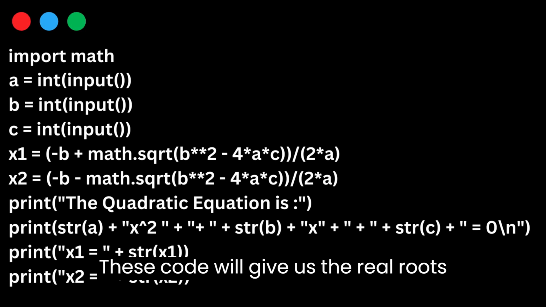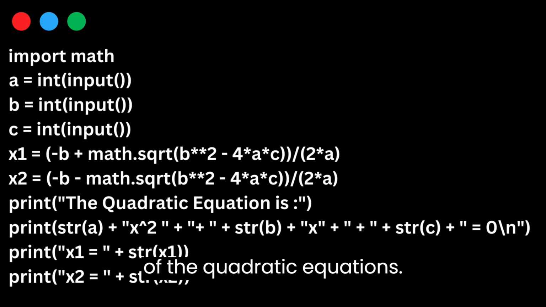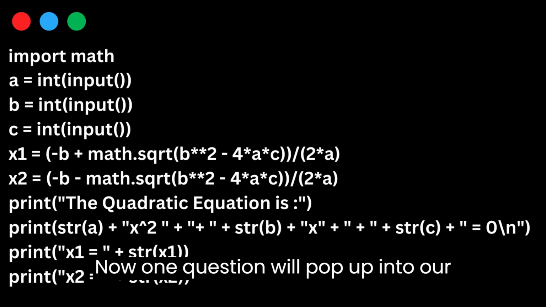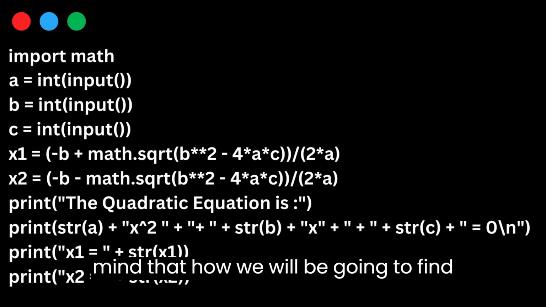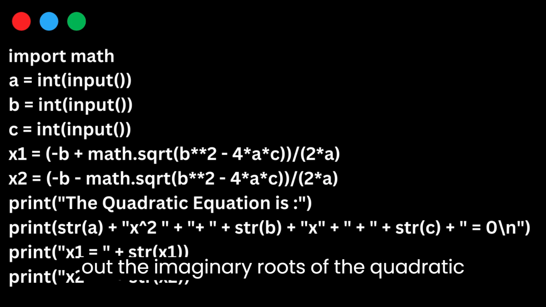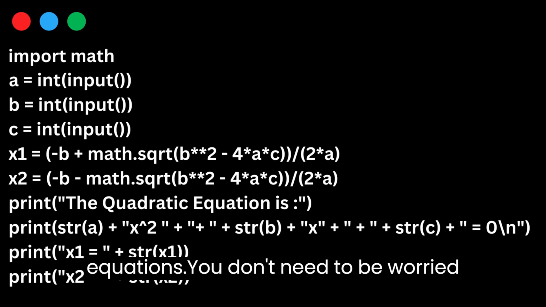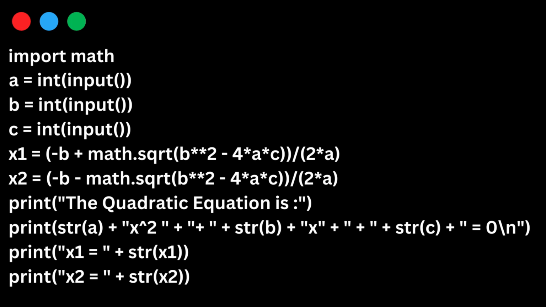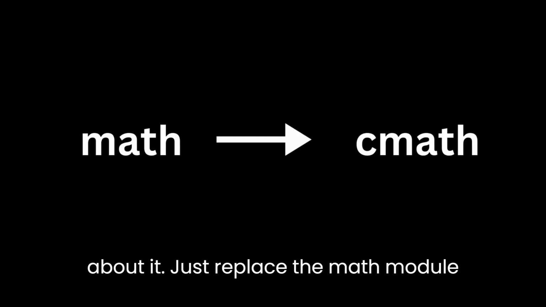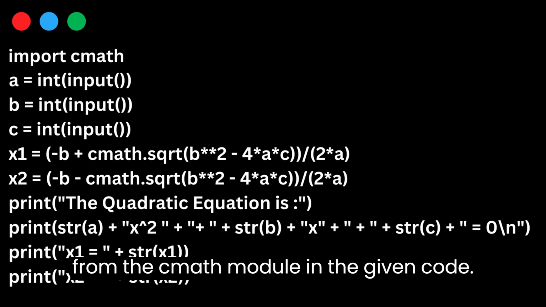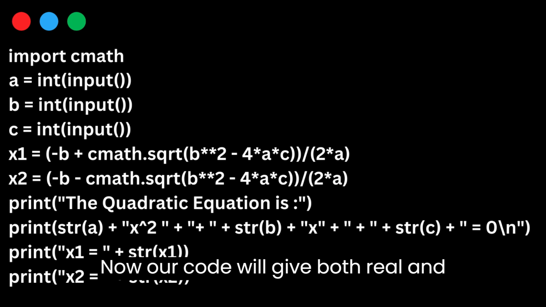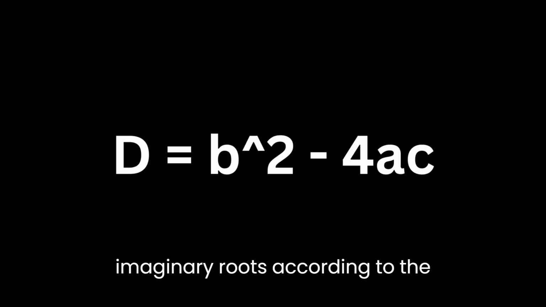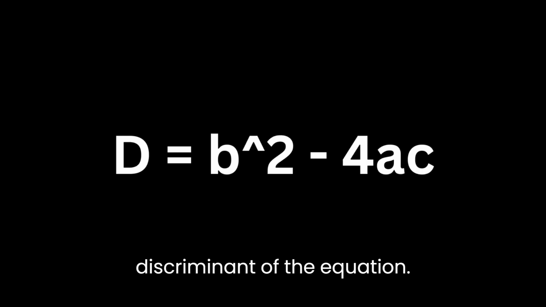This code will give us the real roots of the quadratic equations. Now, one question will pop up into our mind, that how we will be going to find out the imaginary roots of the quadratic equations. You don't need to be worried about it, just replace the math module with the cmath module in the given code. Now, our code will give both real and imaginary roots according to the discriminant of the equation.